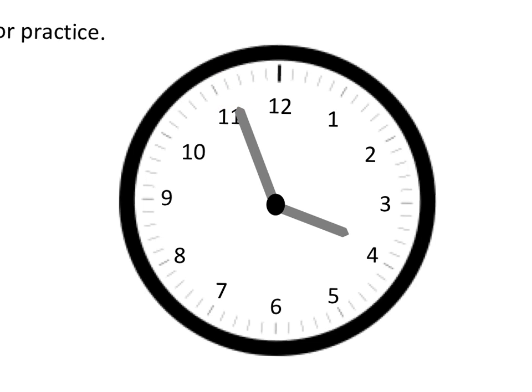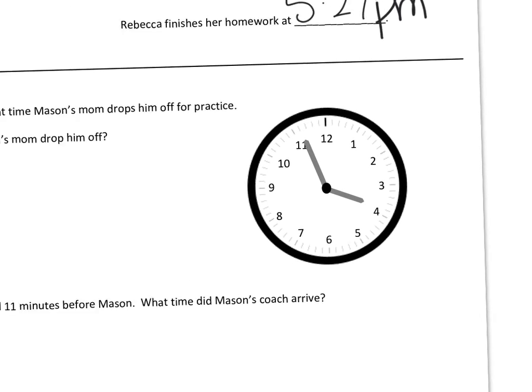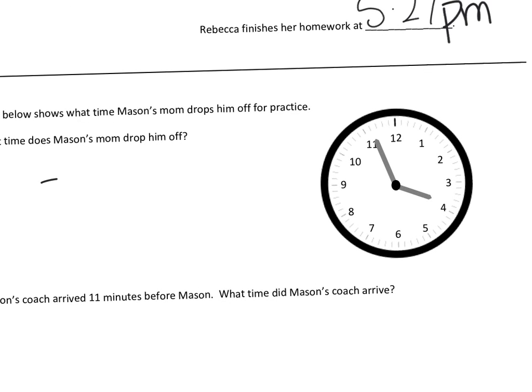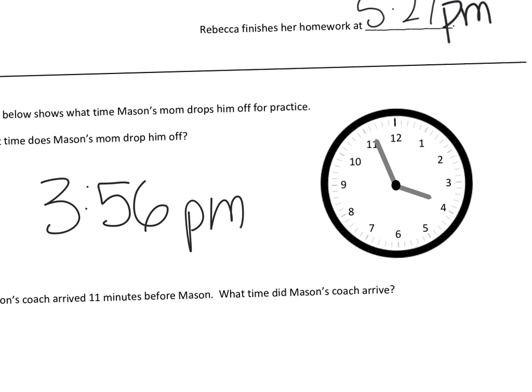56. So our hour was 3, minutes were 56. So again, what do you think, AM or PM? Well, 3:56 a.m. would be bright and early in the morning, probably before the sun comes up. And then 3:56 p.m. is like after school time. So we're going to go ahead and put a PM on this one too.